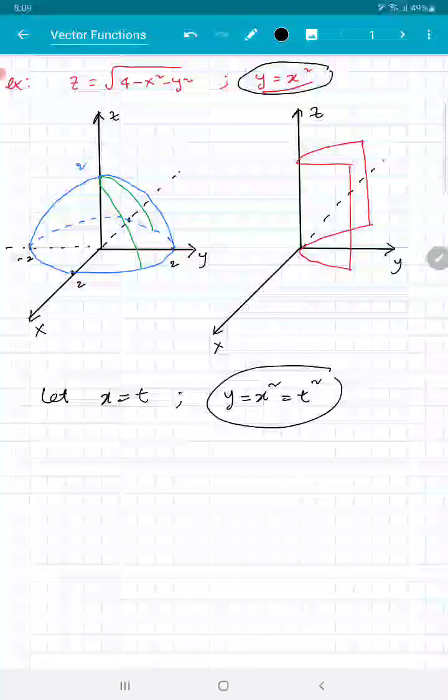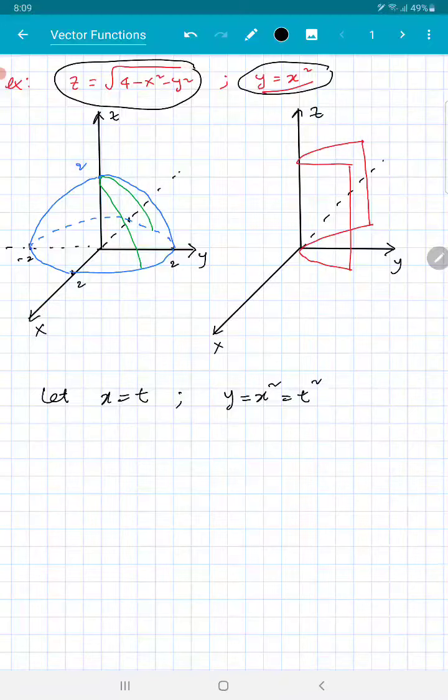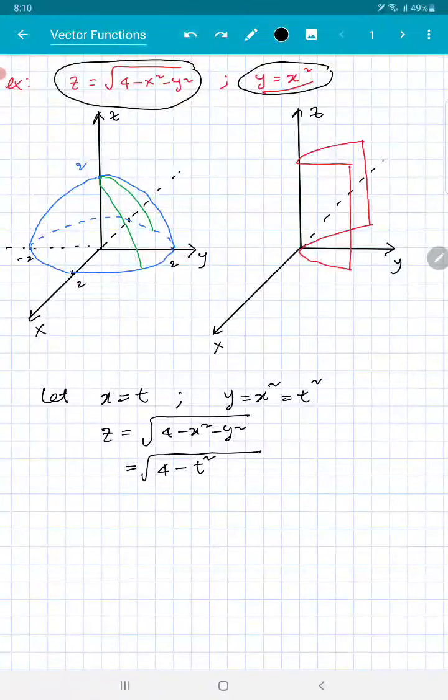So we continue with the second surface, which is the upper hemisphere. On the upper hemisphere, we have this equation, z equals square root of 4 minus x squared minus y squared. We already have x in terms of t, so replace this x with t, so we have t squared. And replace this y with t squared, then we get minus t to the power of 4. So now we represent x, y, and z with the parameter t. Now we're just going to write them all together.